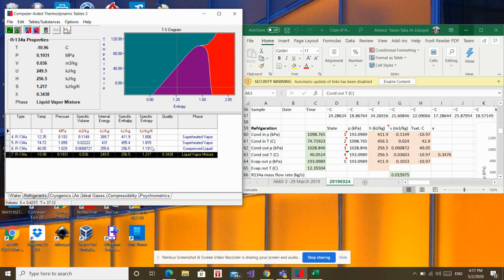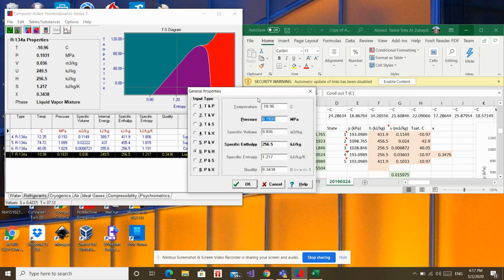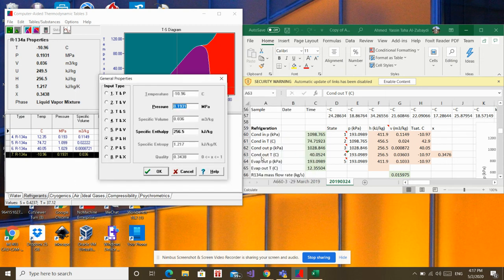Now I got all these parameters, including the enthalpy is going to be the same, and the specific volume is going to be 0.036. Okay, and we finish with this line. Now the line number 5 is going to be actually the same parameters we are going to use by using this temperature and pressure. So I will do another calculation. Calculate. Okay, this will be the evaporator outlet.